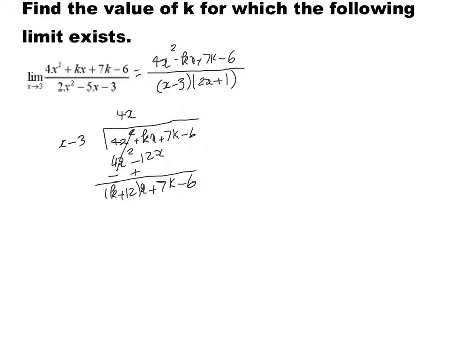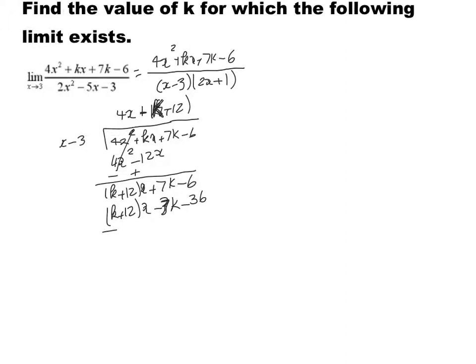Now, to get rid of k plus 12x, I'm going to multiply this by x plus k plus 12. So k plus 12 times x gives me k plus 12x, and k plus 12 times negative 3 gives me negative 3k, and negative 3 times 12 is negative 36.